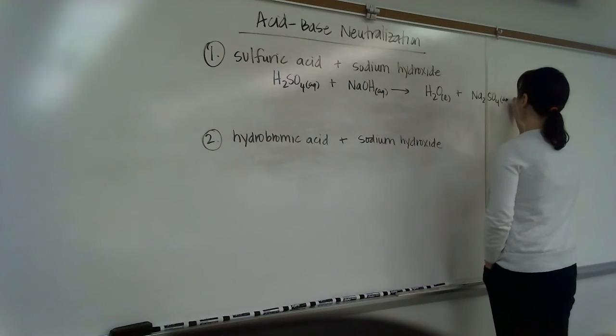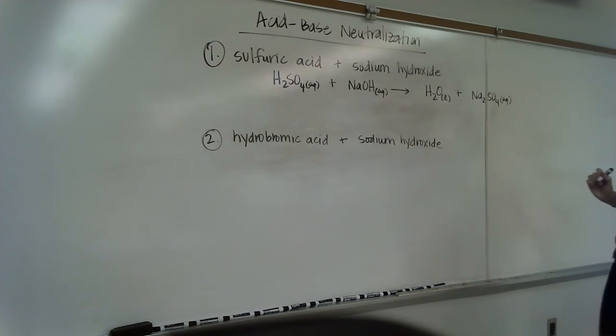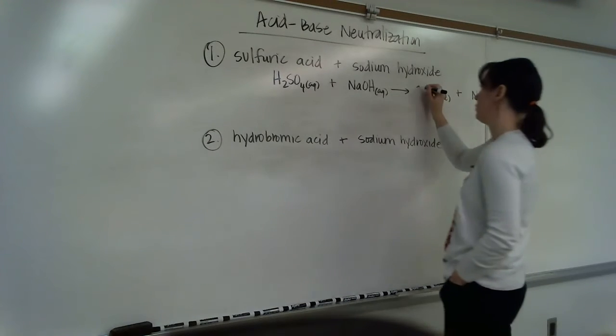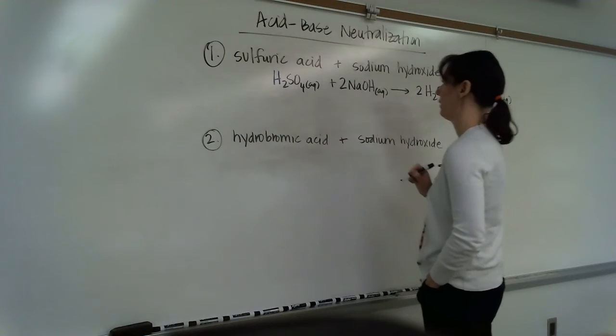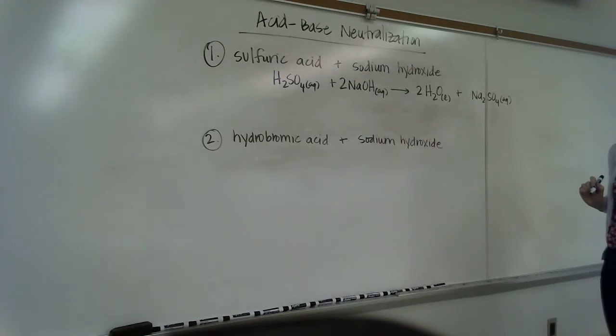Na2SO4. Is this one balanced already? No, we've got to balance this one. So what do we need? 1, 2, 2, 1. All right, you need a coefficient of 2 in front of water and in front of the sodium hydroxide. The net ionic equation, which I wouldn't ask you to write, but just so you know what it would be, what would it be?